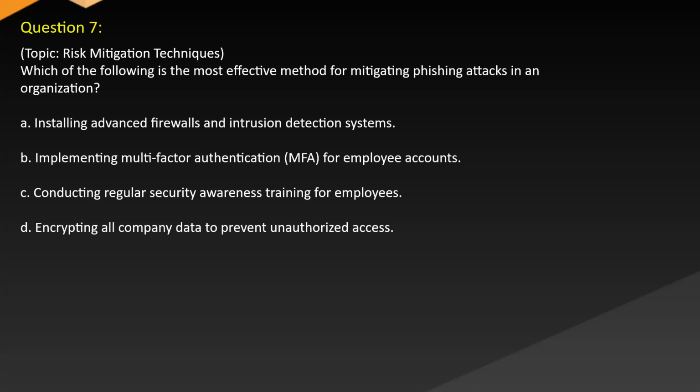Question 7. Topic: Risk mitigation techniques. Which of the following is the most effective method for mitigating phishing attacks in an organization? A. Installing advanced firewalls and intrusion detection systems. B. Implementing multi-factor authentication (MFA) for employee accounts. C. Conducting regular security awareness training for employees. D. Encrypting all company data to prevent unauthorized access.